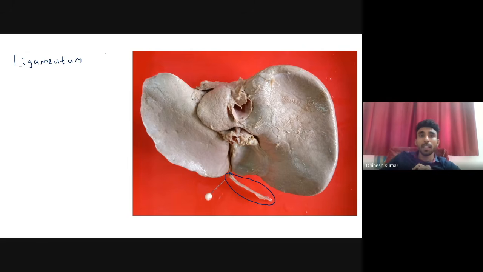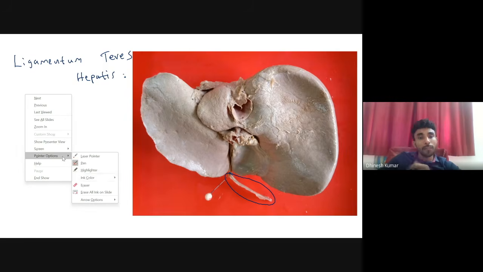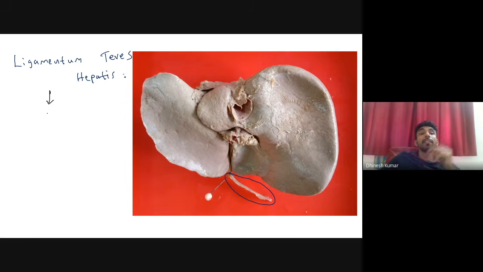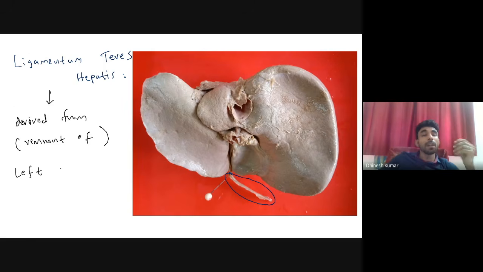If you want to say specifically, it is ligamentum teres hepatis, because it is related to the liver. Obviously, the subquestion will be how it is derived. Already I have told you what it is derived from. It is an embryological remnant of the left umbilical vein. It is derived from the left umbilical vein.